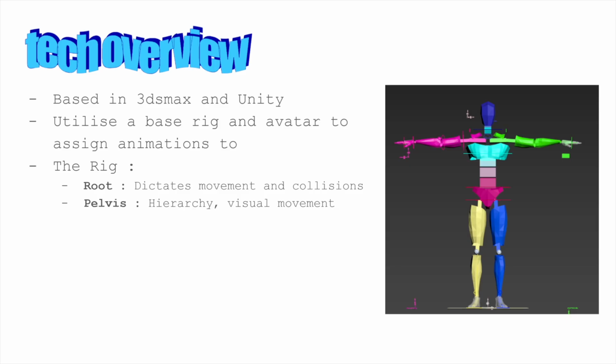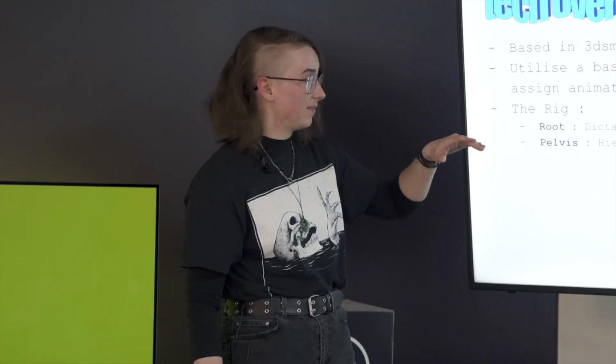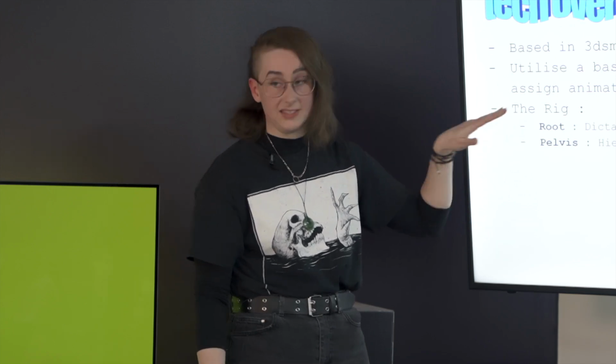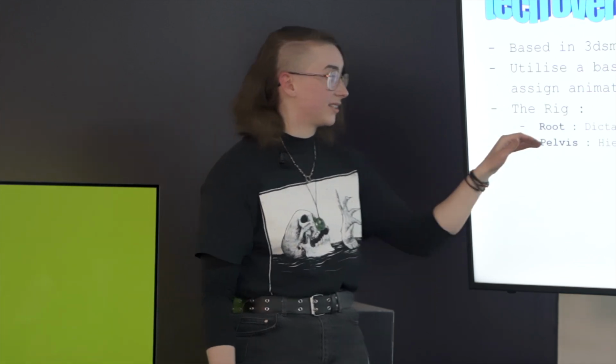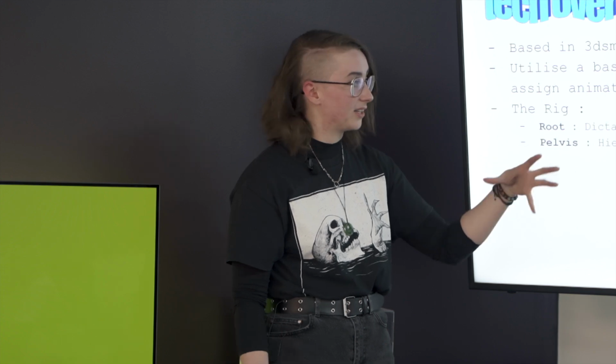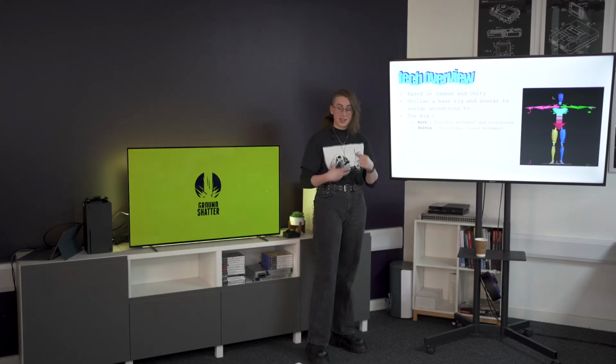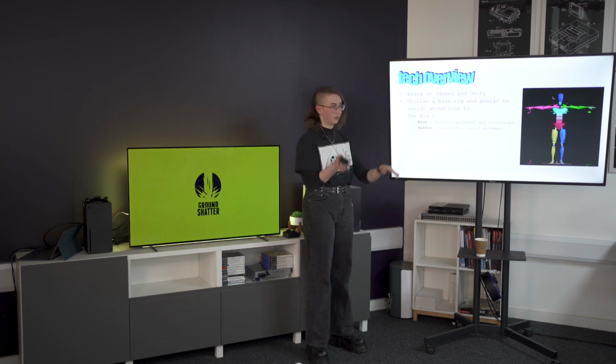The pelvis is the top of the hierarchy, even though technically the root would be in a lot of cases, but because the root is invisible to the audience, the players, the pelvis is the top. And it dictates the visual movement, the hierarchy of it as well. So if I have a guy running in the scene, if I took his pelvis and literally twisted it, in most cases, the entire animation would flip, or the entire bone structure would flip.